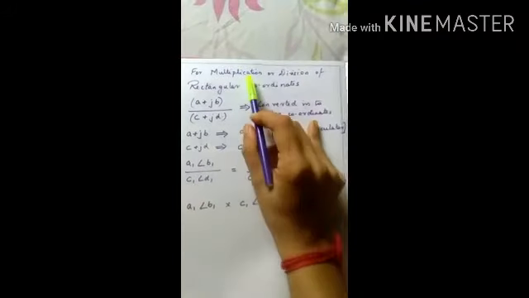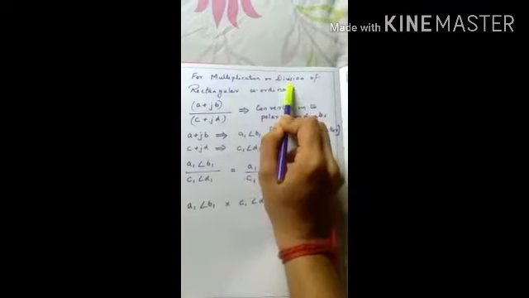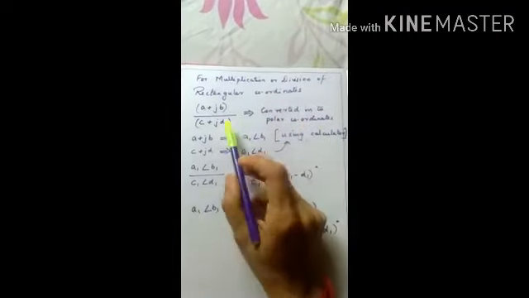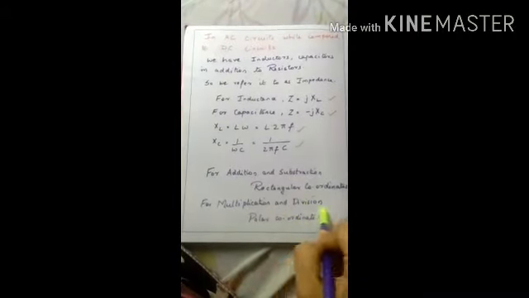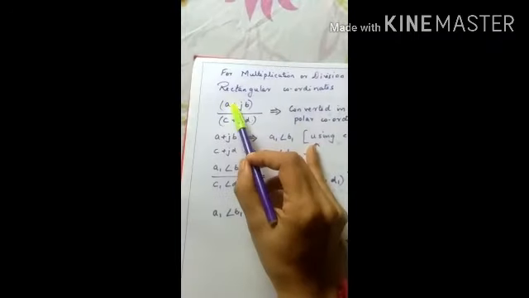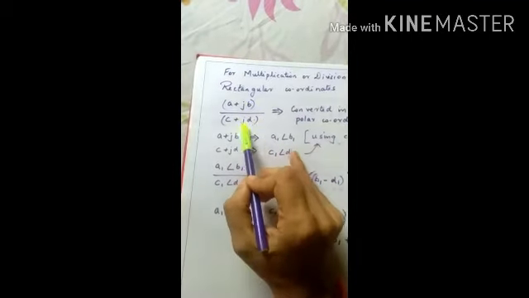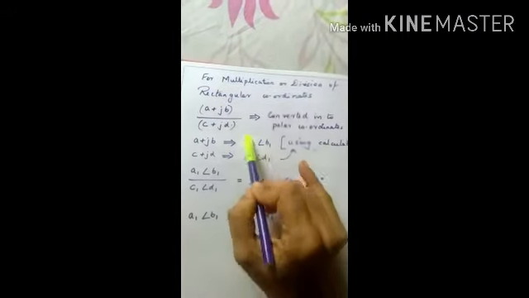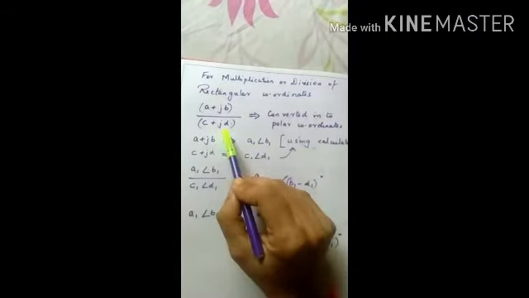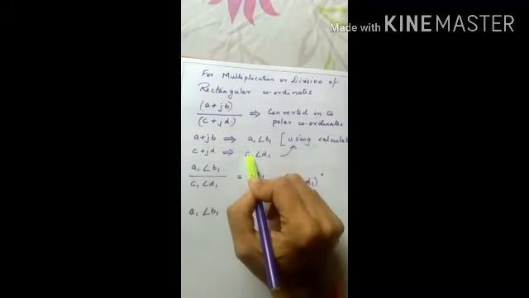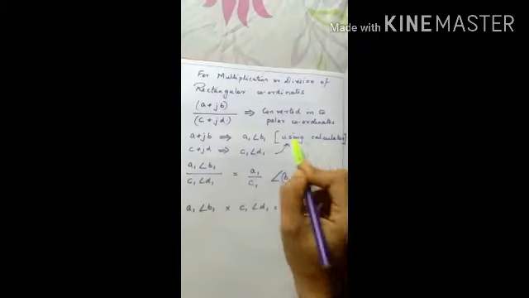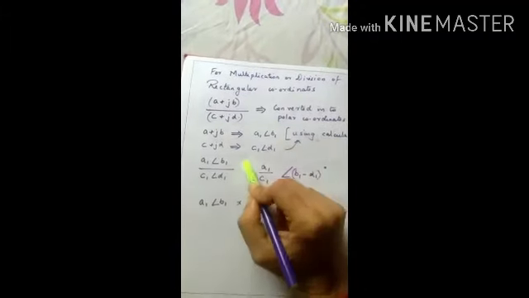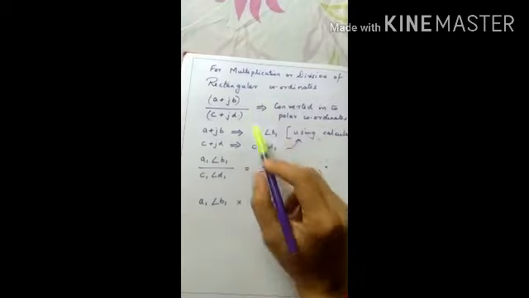Now, if you need to do multiplication or division of rectangular coordinates, as we said over here, for multiplication and division we need to convert the rectangular coordinates into polar coordinates. So, how do you do the conversion? That is, a plus jb divided by c plus jd. If you need to calculate, first you need to convert a plus jb into its respective polar coordinate, and c plus jd into its respective polar coordinate. This can be done by using a scientific calculator, and then you have to do the division or multiplication.